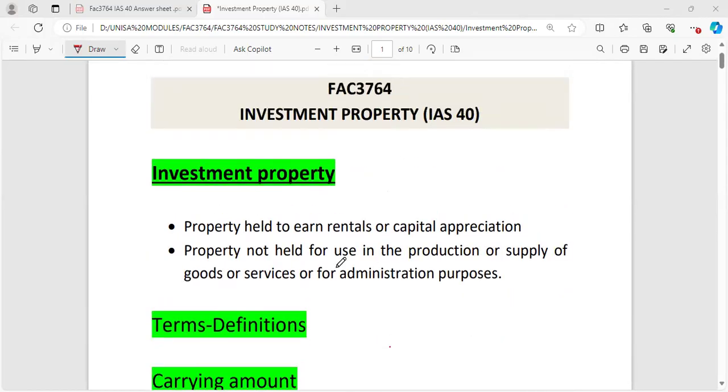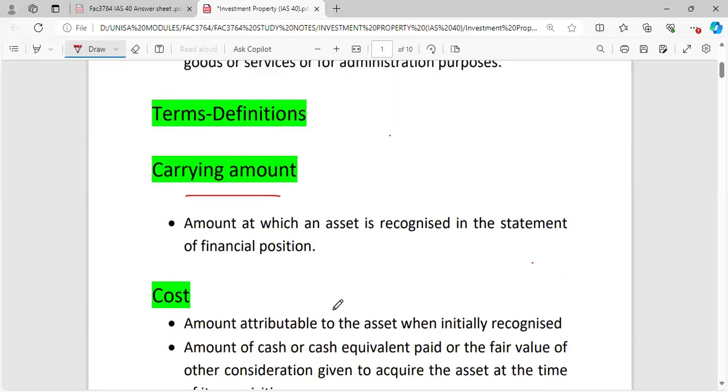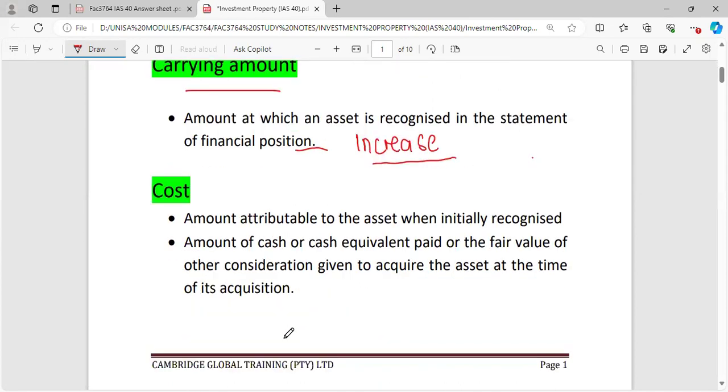Right, so let's look at the terms. I think carrying amount, we did it when we were doing PPE. But you will see there's a difference between the carrying amount of investment property and the one for PPE. The carrying amount for investment property will increase instead of decreasing. Most investment property increases in value. Then the cost of the investment property is more or less like PPE.